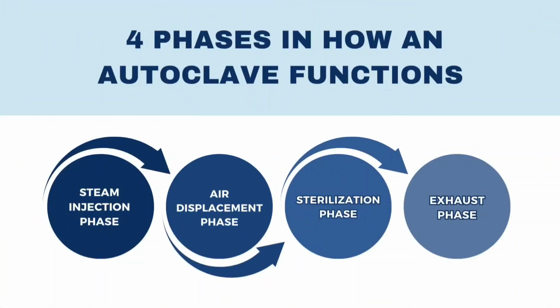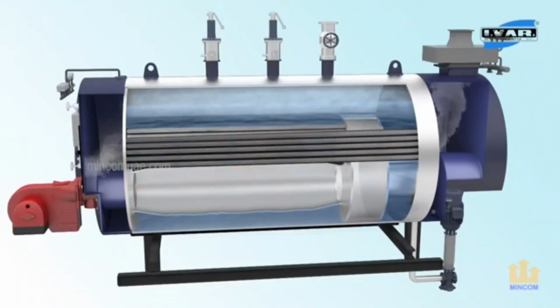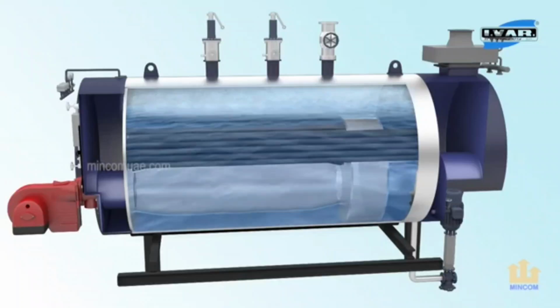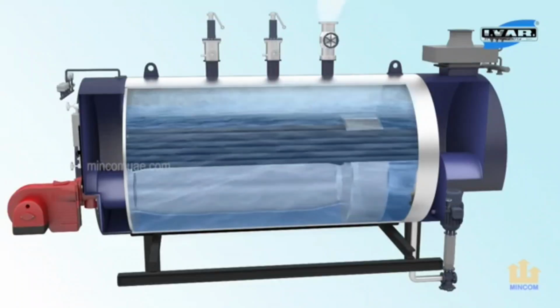Let's discuss the four phases of how a gravity displacement autoclave functions, namely the steam injection phase. Next is the air displacement phase, then the sterilization phase, and lastly the exhaust phase. In the process of autoclaving, steam is needed. Before the steam injection phase, the steam is produced through boiling using an industrial boiler.